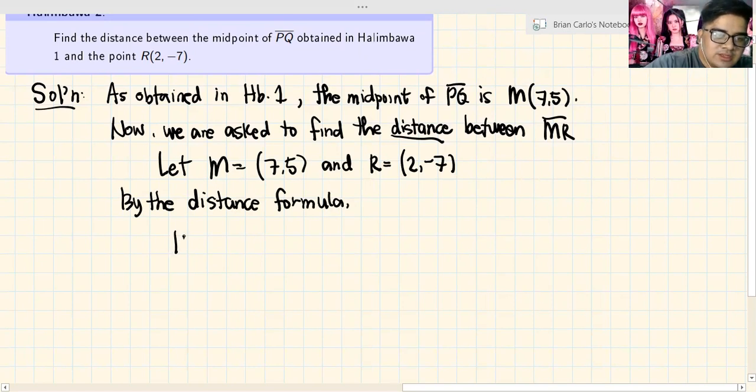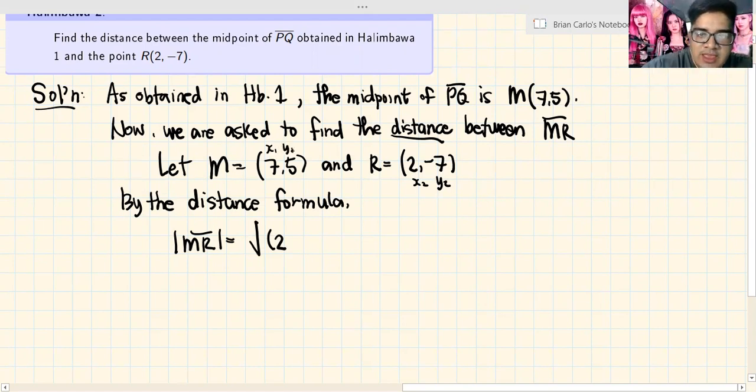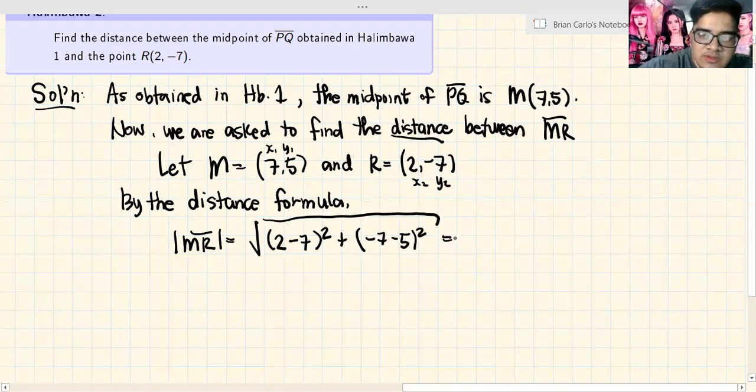Ngayon, the distance MR is equal to the square root ng x2 minus x1. Di ba ito yun? Ito si x2. Ito si y2. Ito si x1. Ito si y1. Di ba? Nilagyan ko na ng label para madali. x2 minus x1, 2 minus 7 quantity squared plus y2 minus y1, -7 minus 5 quantity squared. Kompletuhin nyo yung radical. So, the square root ng -5 squared plus, -7 minus 5 is -12 quantity squared.